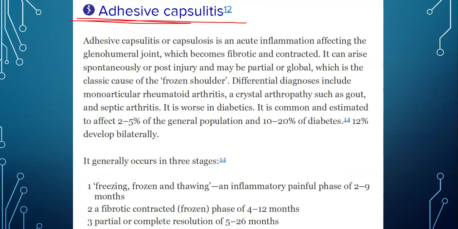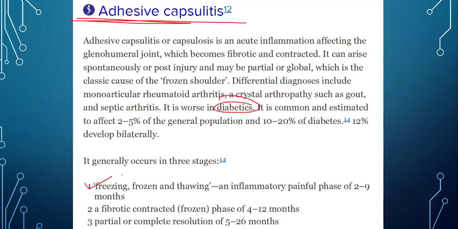Next is adhesive capsulitis or frozen shoulder. I'm sure all of you have heard about it. Adhesive capsulitis is an inflammation of the glenohumeral joint, which means inflammation of the shoulder joint, and you know that it has a capsule. If the capsule gets inflamed, at some point it can become fibrosed and contracted. So it's basically fibrosis or a contracture of the capsule of the shoulder joint. If it happens, the patient can have a frozen shoulder where all movements of the shoulder can be completely restricted. It is common in diabetic patients.